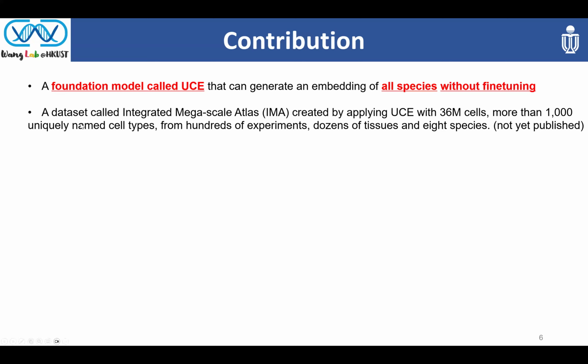Another contribution is that they provide a data set called IMA, and it is very simple. It's just created by applying the UCE. After pre-training, we apply it on 36 million cells, and we get 36 million cells of embedding. They claim that is another contribution. It has a lot of new cell types and a lot of tissues and 8 species.